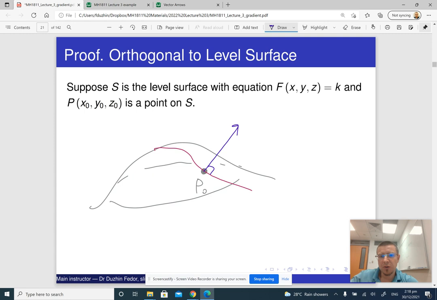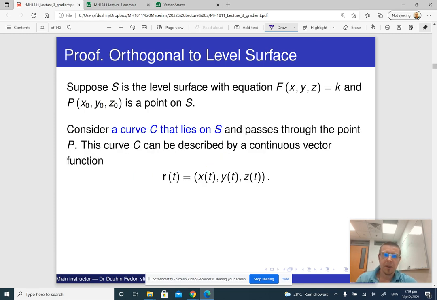And this is what we are going to check now. The proof of the proposition boils down to verifying this fact that the gradient vector is perpendicular to every curve that lies on the surface and that passes through the given point. Okay, so that's the idea. Suppose that we have such a curve C, so it lies on our surface S.